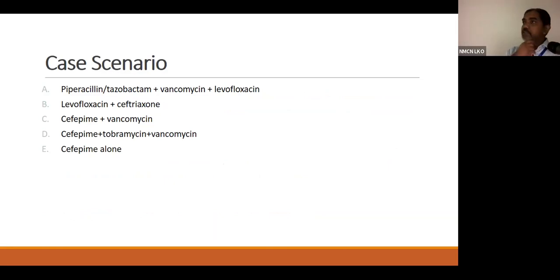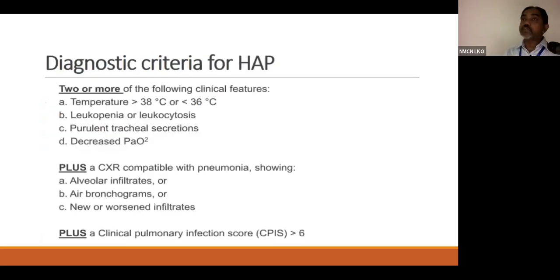Piperacillin-tazobactam, vancomycin plus levofloxacin? Unfortunately, no. The choice should be cefepime plus vancomycin. Why do I say so? Because let's go to the diagnostic criteria of VAP. It is 2 or more of the following clinical features: temperature, leukopenia or leukocytosis, purulent tracheal secretions, and decreased oxygenation, plus a chest X-ray compatible with pneumonia, that is presence of alveolar infiltrates, air bronchograms, and new or worsened infiltrates, plus a clinical pulmonary infection score of more than 6.